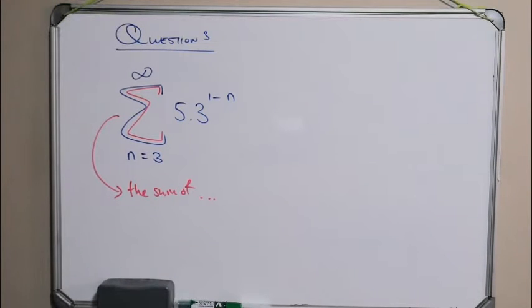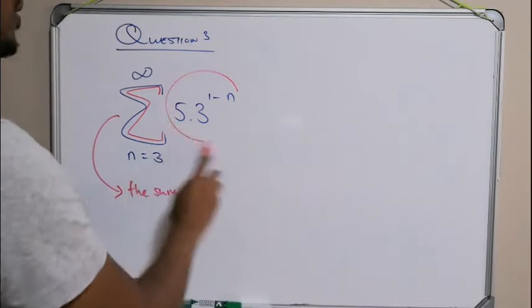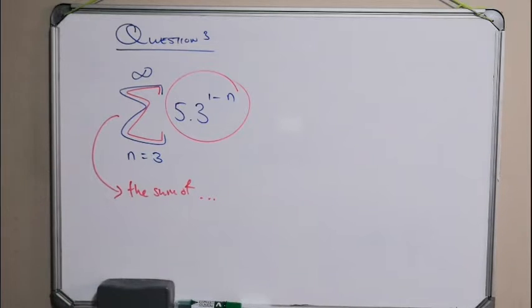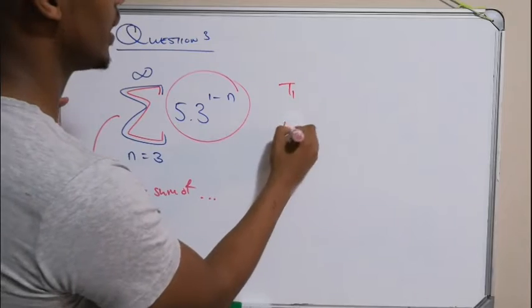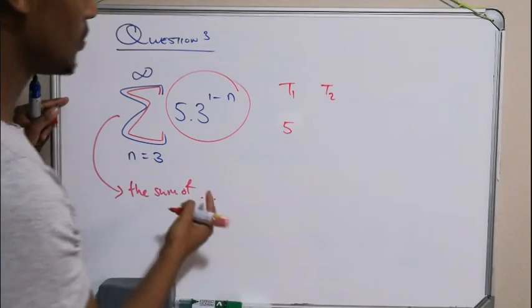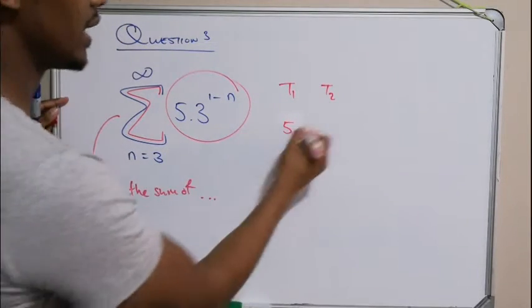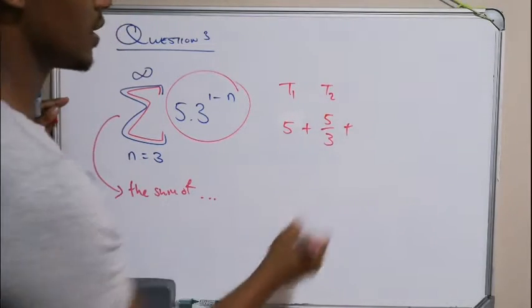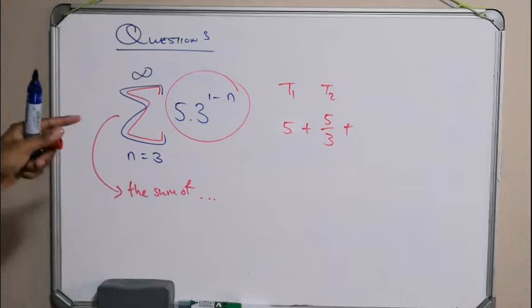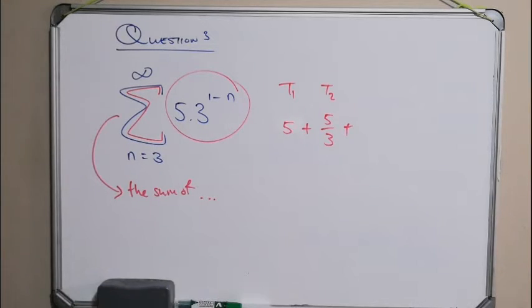The sum of what? We are looking for the sum of this pattern. Let's first see what this pattern will look like. If you substitute 1, the first term is just going to be 5. If you substitute 2, the second term is then 5 over 3. I'll put pluses in between since we're talking about the sum of, so it's like a series.